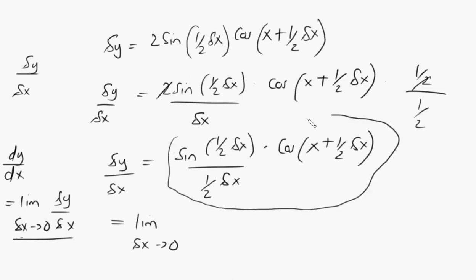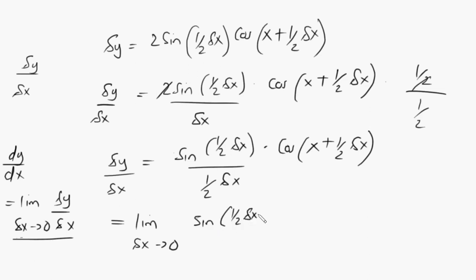This is delta y over delta x. So I am looking for that limit. So I'm looking for the limit of these guys here: 1/2 delta x over 1/2 delta x, times cos of x plus 1/2 delta x. So let's find the limit of this and obtain dy/dx.